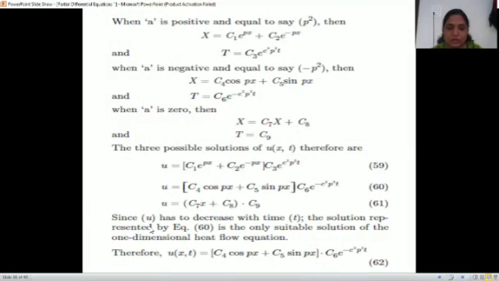But this is important. U has to decrease with time as it is a heat flow equation. That only is the correct or suitable equation, we can say. As in heat flow, temperature always lowers, right? So this is the correct equation.